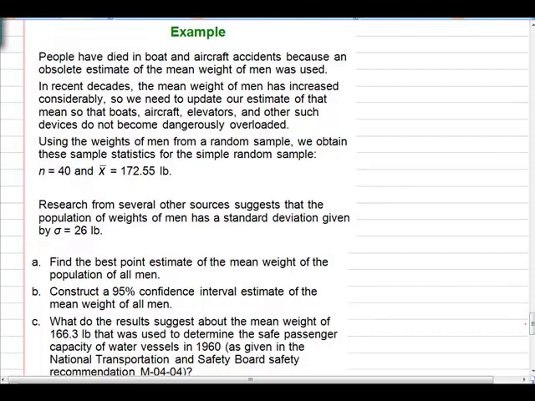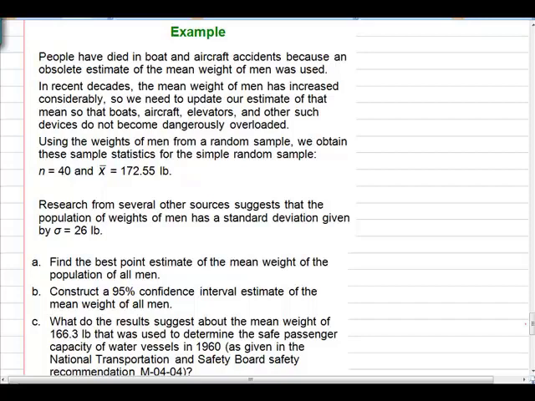Example: people have died in boat and aircraft accidents because an obsolete estimate of the mean weight of men was used. In recent decades, the mean weight of men has increased considerably, so we need to update our estimate of that mean so that boats, aircraft, elevators, and other such devices do not become dangerously overloaded.